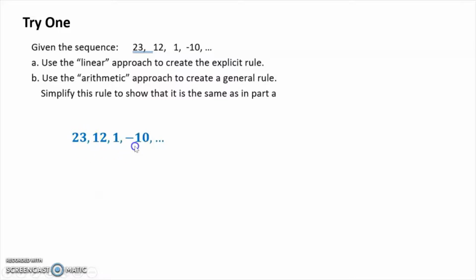So here we have our sequence. I see a constant change of negative 11. It's always going down by 11. So the linear approach tells me the negative 11 will be our slope. But I also need term 0 for my y-intercept. So this is going down by 11, so I'm going to go up by 11 to get this original term 0 value. So negative 11n plus 34. There's the slope. There's the y-intercept.